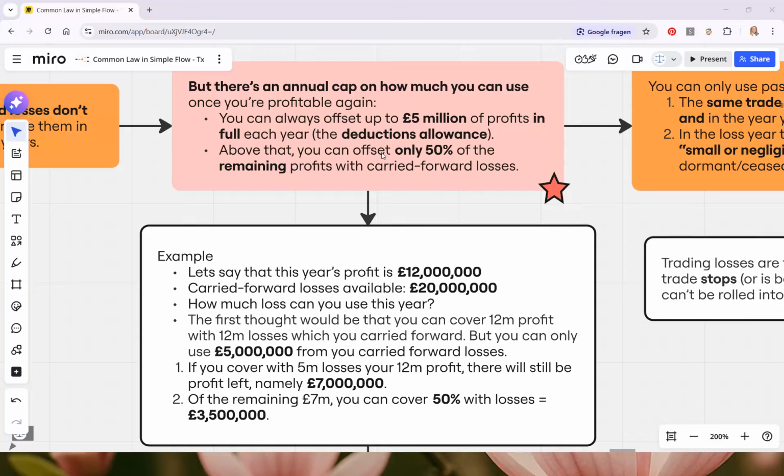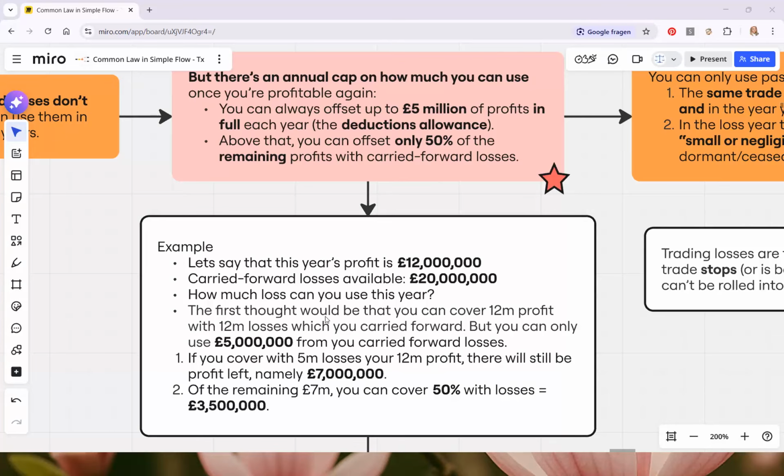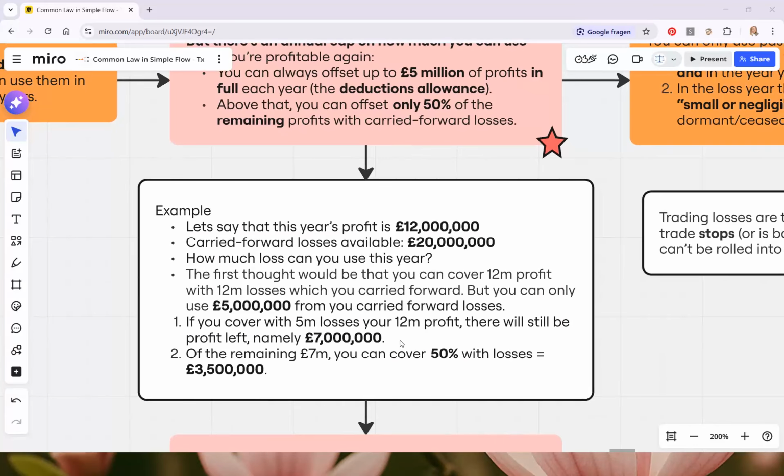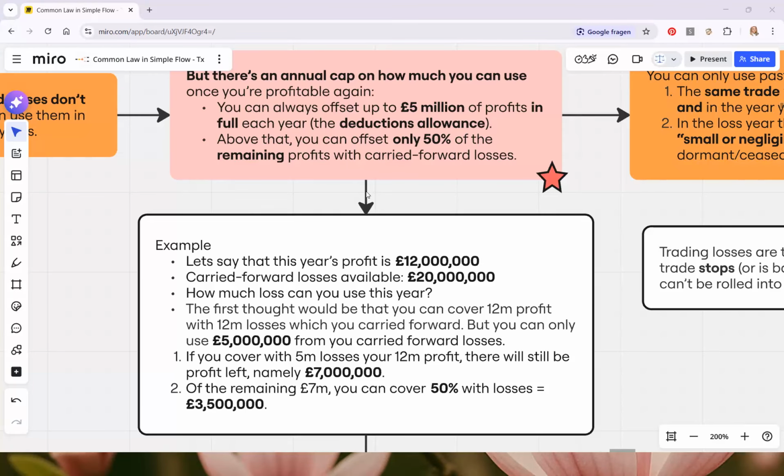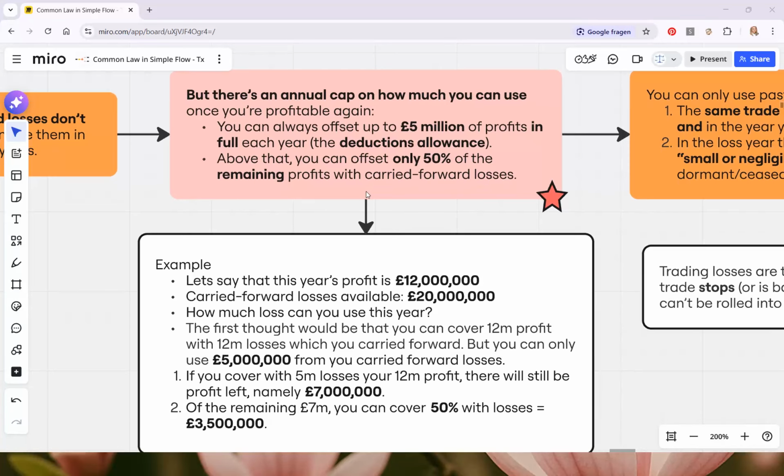The rule is that you can always offset up to 5 million of profits in full each year. So if you cover your 12 million profit with 5 million losses, there will still be profit left, namely 7 million. Of the remaining 7 million, you can cover 50% with losses, 3.5 million. So here we can see the rule very well in the example.